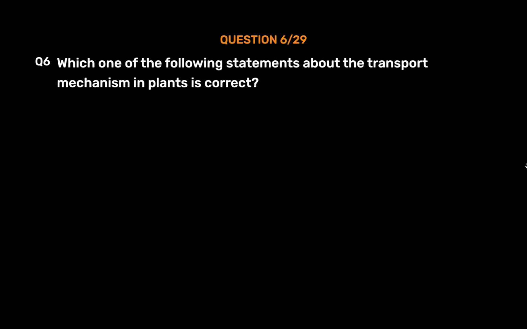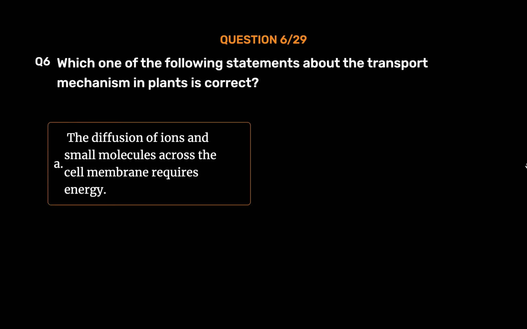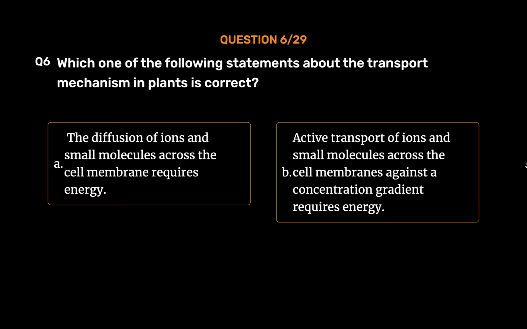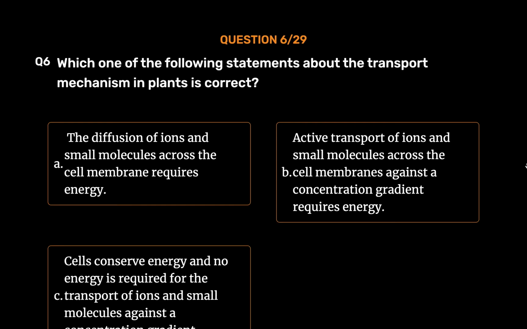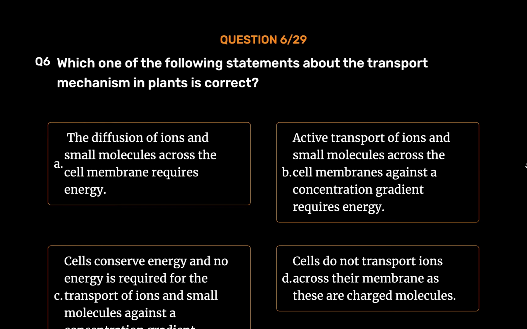Question number 6. Which one of the following statements about the transport mechanism in plants is correct? Option A. The diffusion of ions and small molecules across the cell membrane requires energy. Option B. Active transport of ions and small molecules across the cell membranes against a concentration gradient requires energy. Option C. Cells conserve energy and no energy is required for the transport of ions and small molecules against a concentration gradient. Option D. Cells do not transport ions across their membrane as these are charged molecules. The correct answer is Option B.